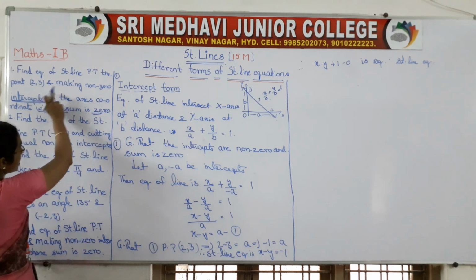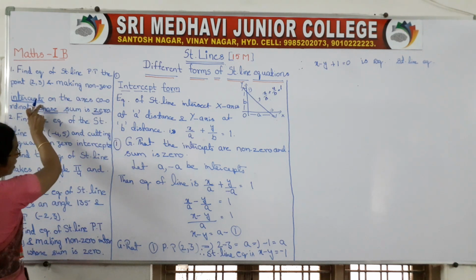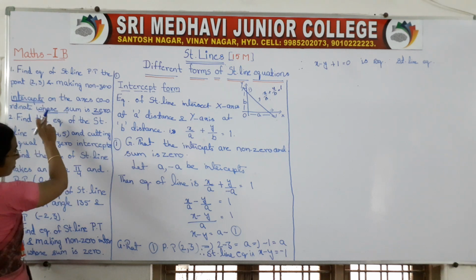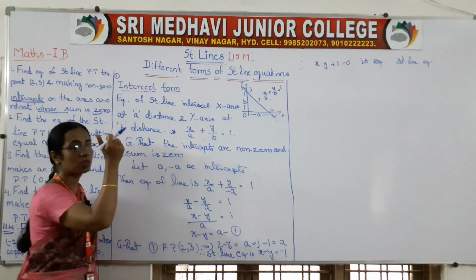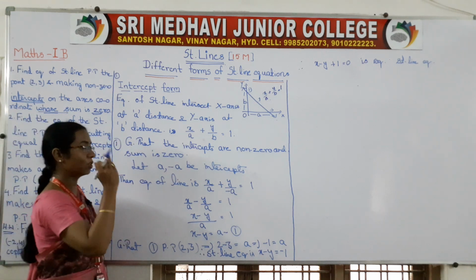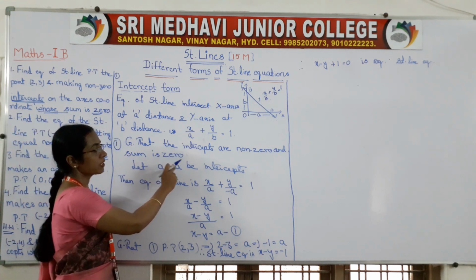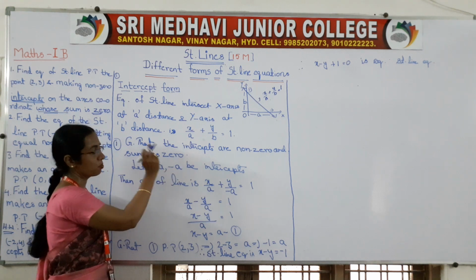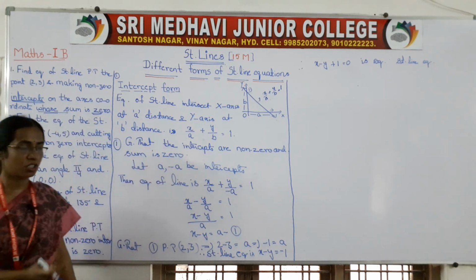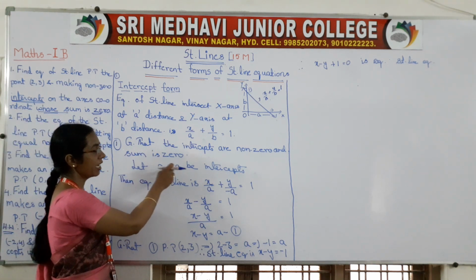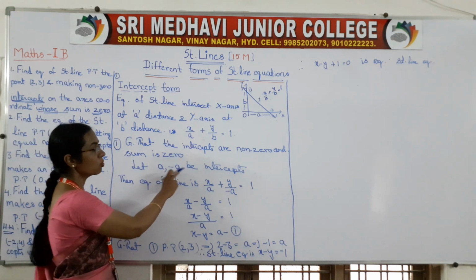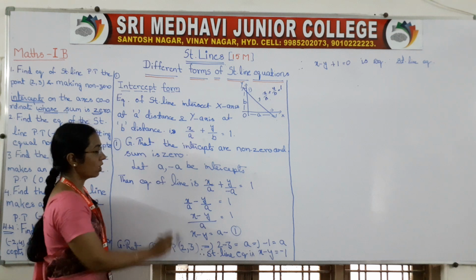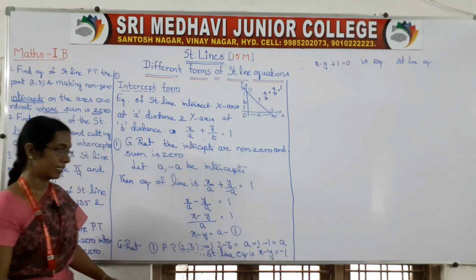In that problem it is given that the intercepts are non-zero intercepts and whose sum is 0. So we have to select two intercepts whose sum, meaning addition, should be 0 and they should be non-zero. We have taken a and minus a, not 0 values, non-zero, whose sum is 0. Like that we have to select two intercepts.